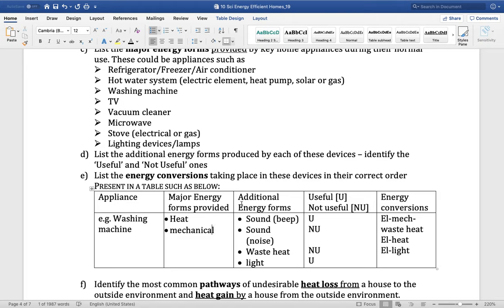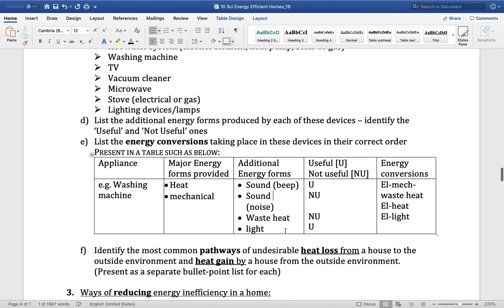Some additional forms of energy that we have, and this is looking now more at our useful and non-useful types of energy. Some additional forms of energy for a washing machine include sound, so the beeps, the noise that it makes when it spins, and any wasted heat. If we've got objects moving, there's usually some sort of heat produced, and maybe light, the lights on the top of the machine or the front of the machine that you can see.